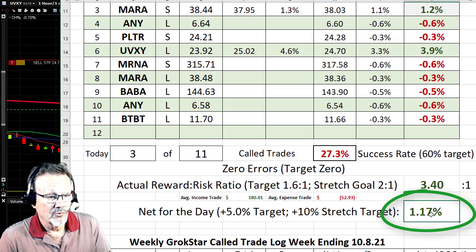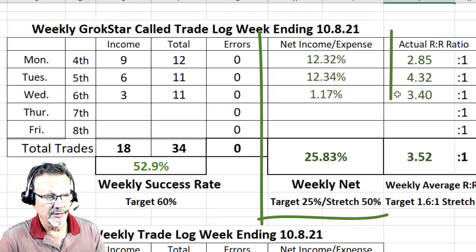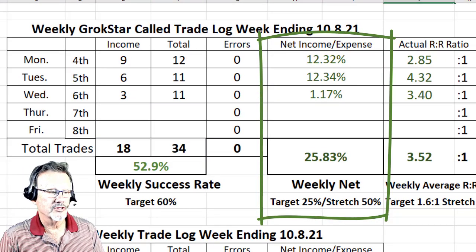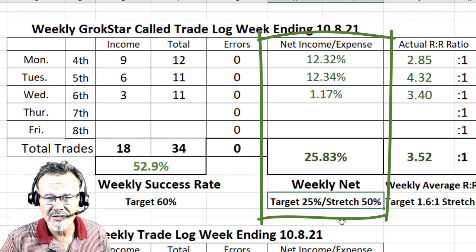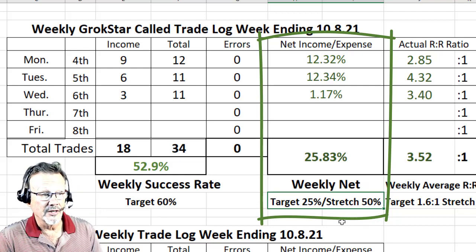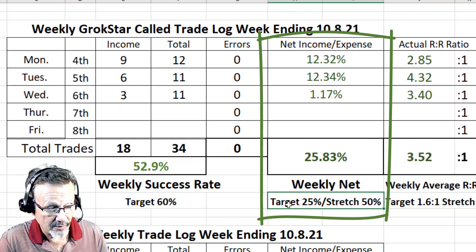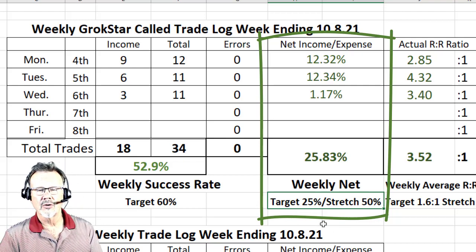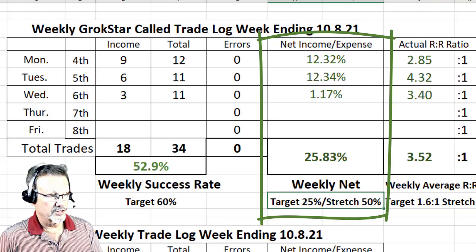But that was today. We've had a good week so far. If you see here, we had 12% on Monday, 12% yesterday, and just 1% today. So for the week here, our net is 25%, which is right at our weekly target. And it's only Wednesday. We still have 2 more days to trade. Don't know if we'll make money tomorrow or the next day, but we already hit our minimum target, which is 5% per day. That's 25%. Again, that's of your lot size, not of your portfolio. So if you want to change that over to dollars.